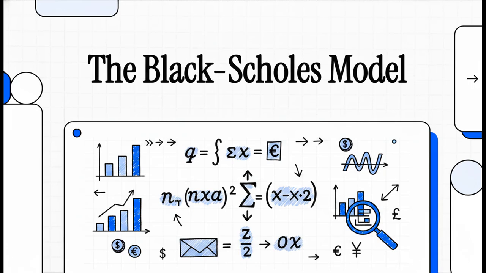Welcome to This Explainer. Today, we're unpacking the Nobel Prize-winning math that absolutely revolutionized modern finance. We're looking at a mathematical framework so profound, it literally transformed global markets from this wild landscape of intuition and guesswork into a highly structured quantitative science. We're talking, of course, about the legendary Black-Scholes model.